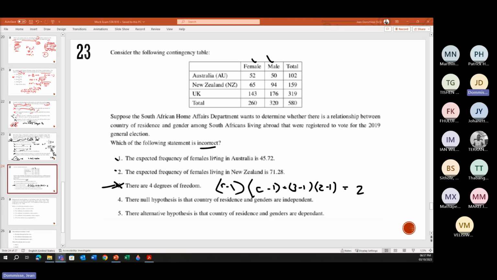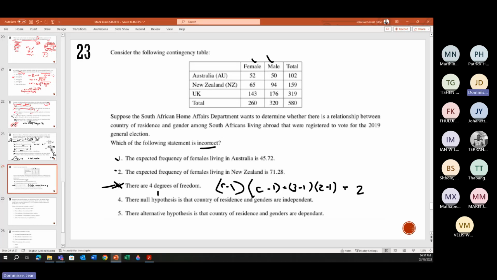Okay, and you don't want to spend too much time on those calculations if not needed. So this one is actually very easy. Degrees of freedom should be 2 and not 4, so that's the incorrect one. But let's just look at the other options.